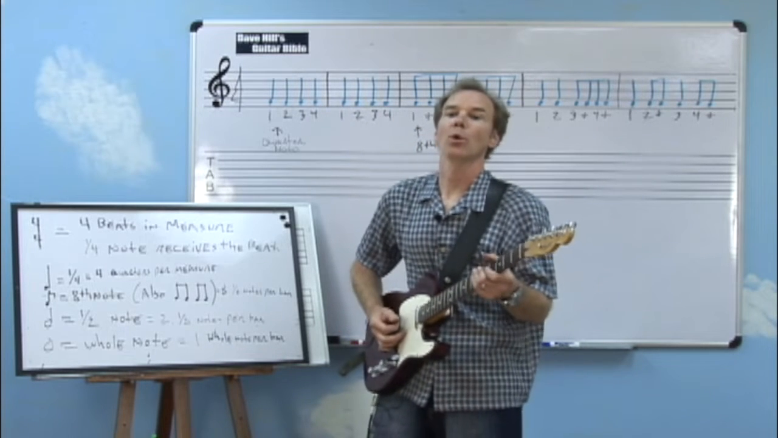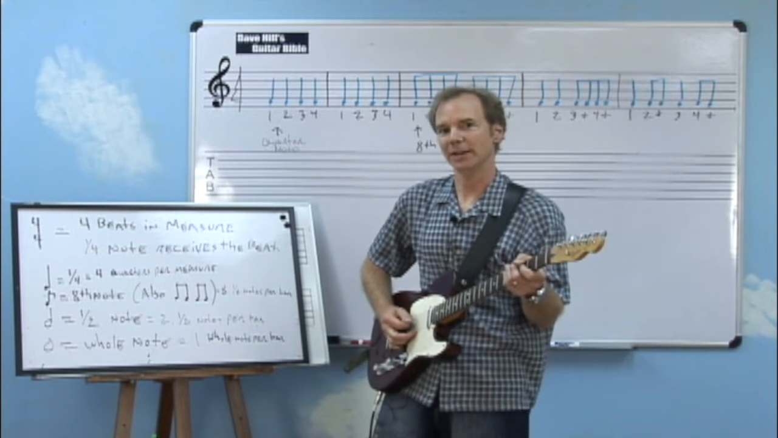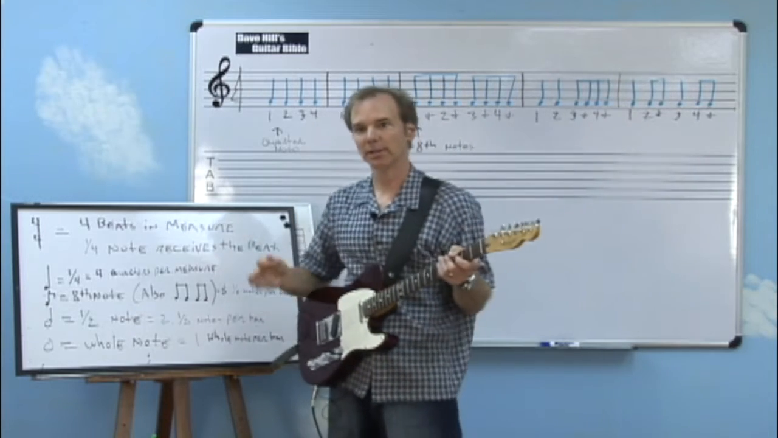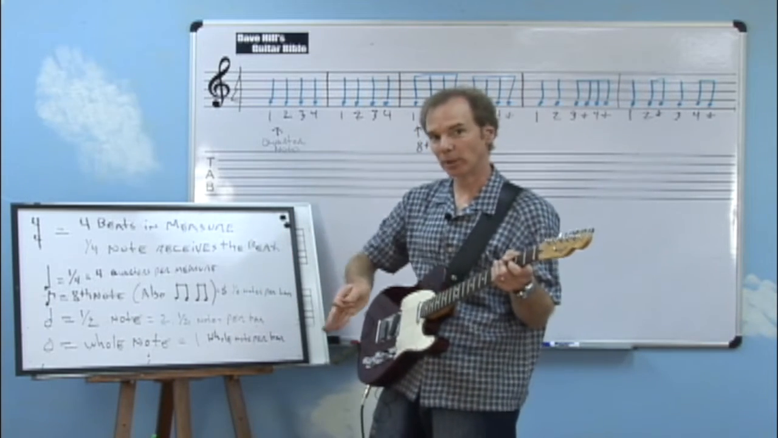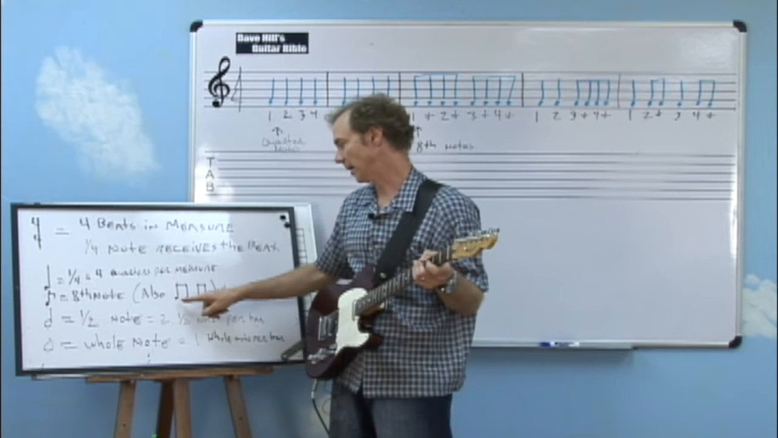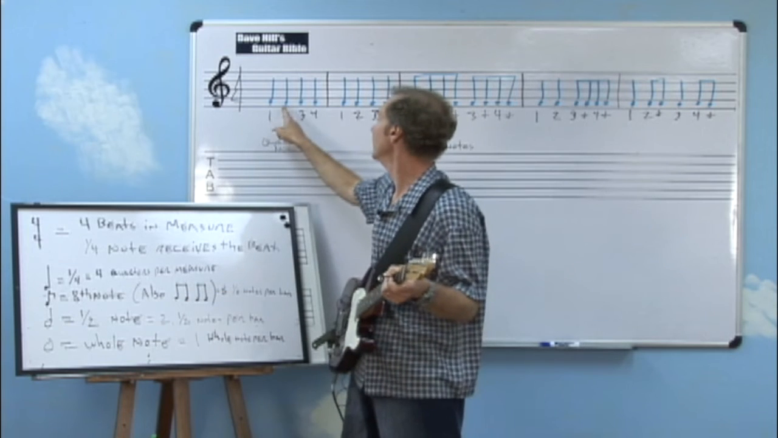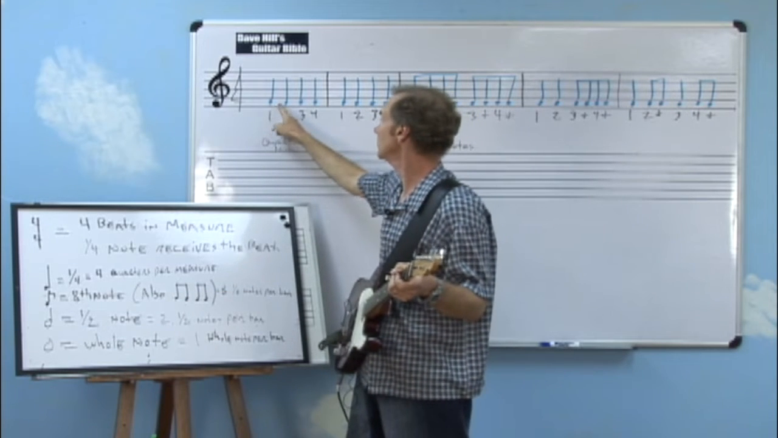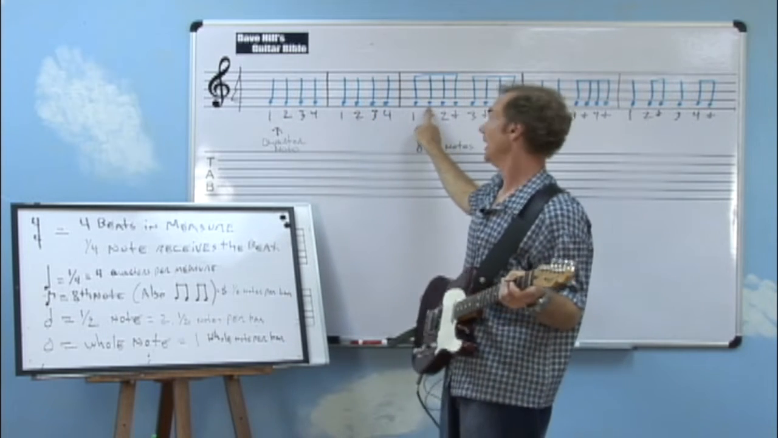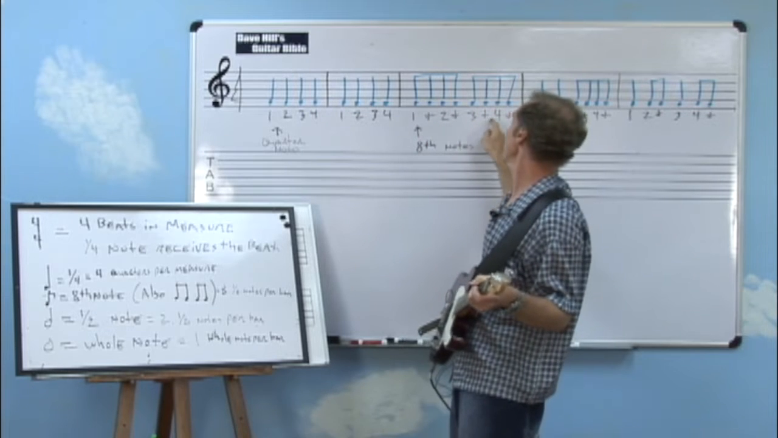2, 3, 4, 1 and 2 and 3 and 4 and 1 and 2 and 3 and 4. Okay, notice that I counted 1 and 2 and 3 and 4 and. Okay, 1 and 2 and. I'm still referring to the downbeats as the numbers that they are, 1, 2, 3, 4, but I subdivide the upbeat, right, over here, and that's where I refer to the and. 1 and 2 and 3 and 4 and.